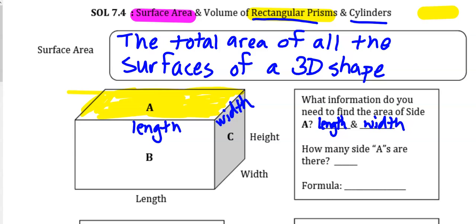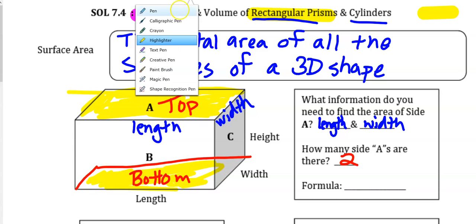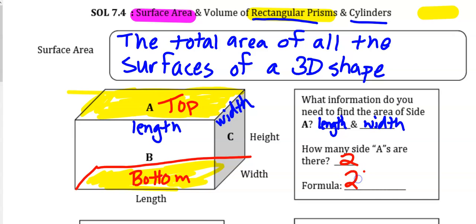Okay, so with the three-dimensional shape, I have a top right here that we can see, and then also we have a bottom. So if we think about down here, there's a bottom. And these two shapes are going to be congruent. So there are two side A's. So two sides that are congruent. We have a top and a bottom. So the formula, if we just wanted to find the total area of the top and the bottom of the shape, that formula would be 2 times length times width, or 2LW.